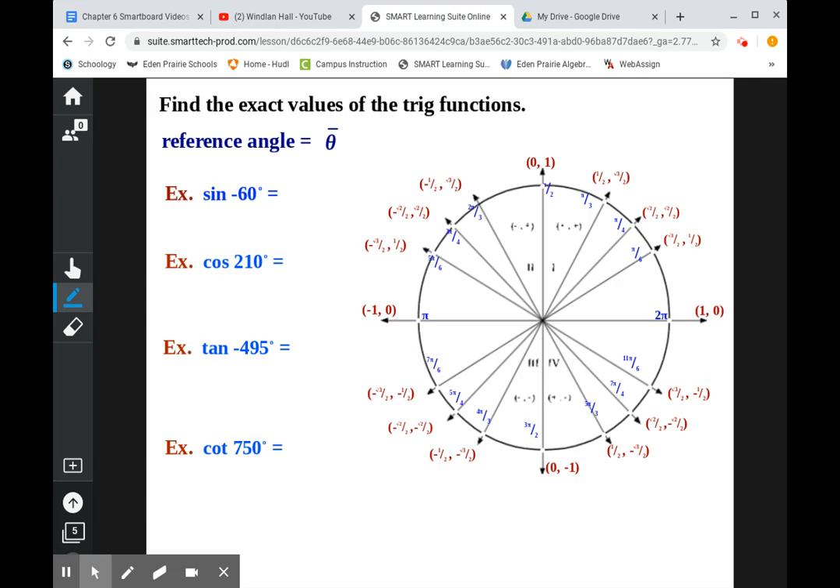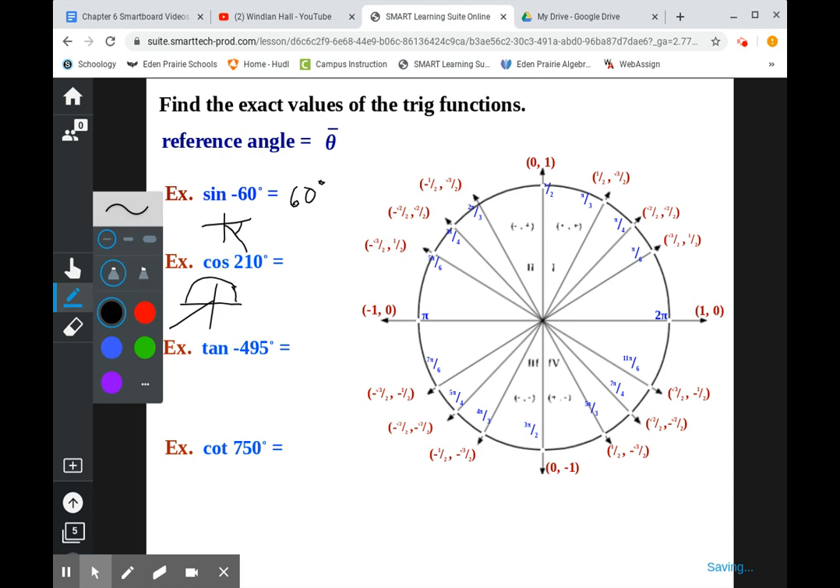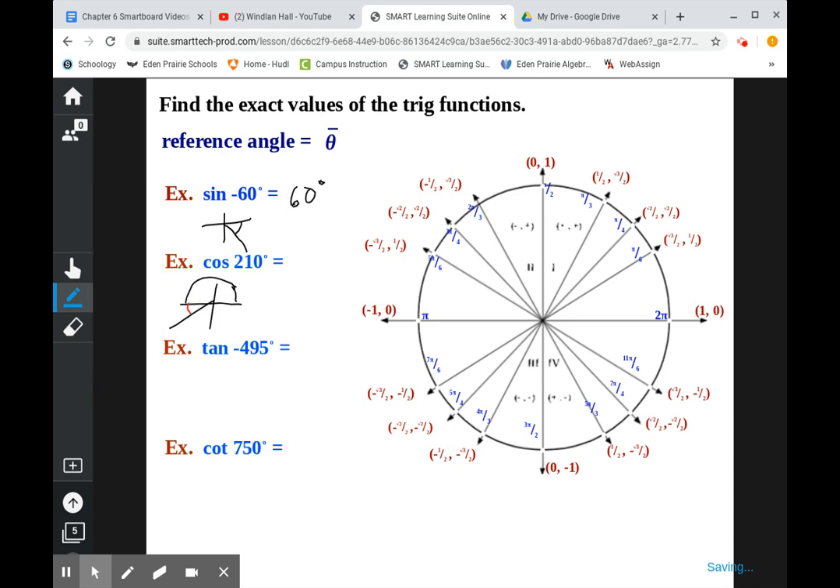It says find the reference angle theta prime. Here's what I like to do. Sometimes I like to just draw it. So the sine of negative 60 takes me clockwise, would be here. And my reference angle would actually be this angle here. And so theta prime would end up being 60 degrees. Remember, it's positive. Cosine of 210 degrees. Well, let's draw it. Halfway around is 180. And if I go 30 more, there is my reference angle right there to be 30 degrees.